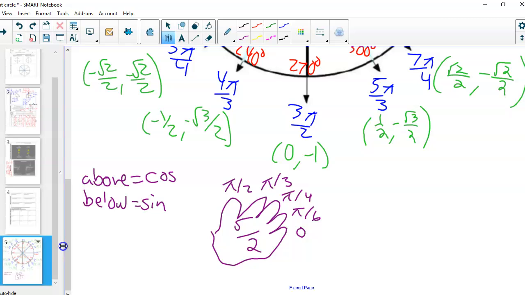And then for your thumb, how many fingers are above? 0. So if you put 0 in here, you get 0. Cosine of pi over 2 is 0. And then below, 4. When you put 4 in here, you get 2. 2 over 2 is 1. So the sine of pi over 2 is 1. So that is one way to remember it. You just have to remember which one is above, which one is below. Otherwise, you get confused.